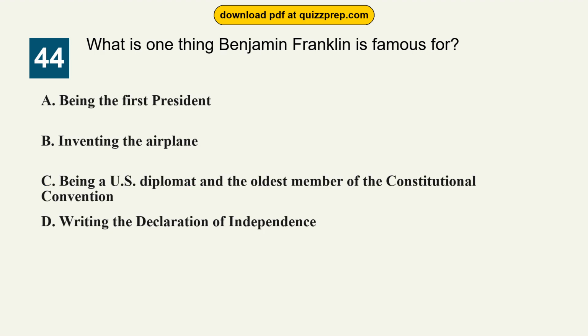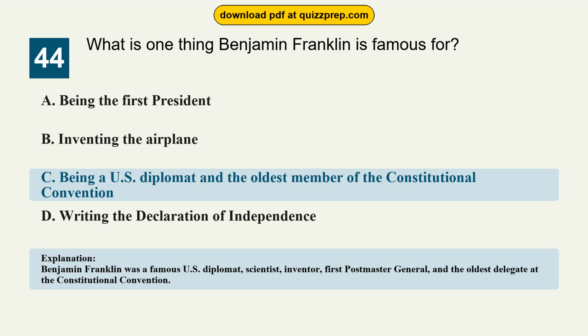Question 44. What is one thing Benjamin Franklin is famous for? Option A, being the first president. Option B, inventing the airplane. Option C, being a U.S. diplomat and the oldest member of the Constitutional Convention. Option D, writing the Declaration of Independence. The correct answer is option C, being a U.S. diplomat and the oldest member of the Constitutional Convention. Benjamin Franklin was a famous U.S. diplomat, scientist, inventor, first Postmaster General, and the oldest delegate at the Constitutional Convention.